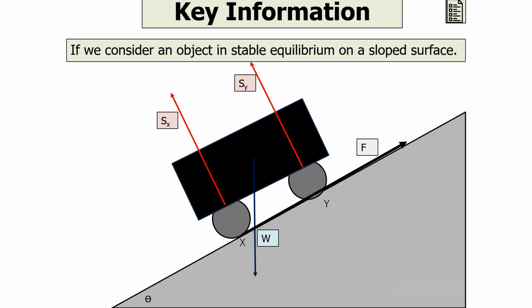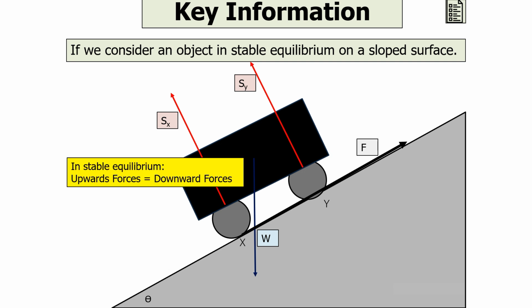We have our weight acting from our centre of mass, and we also have our frictional force acting against the motion. Now we know that in a stable equilibrium, the upward forces must equal the downward forces. So in this case, it will be the two contact forces, Sx and Sy, added together, and that will equal the W cos theta, which is going to be the vertical component of the weight in this particular situation.